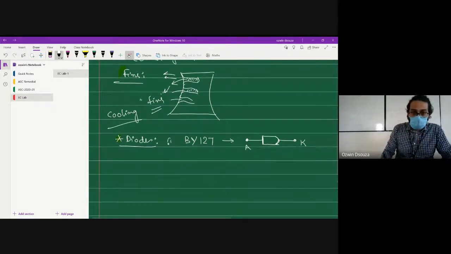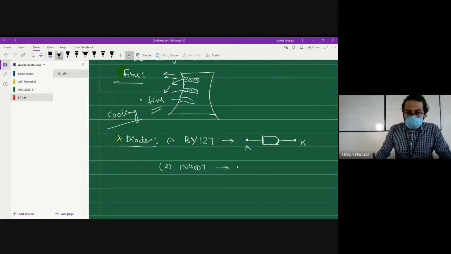And the second diode, what I had shown you just now, belongs to 1N4007. Okay, this is the diode series. You can search in Google for the 1N4007 series. So this is the physical appearance. The physical appearance is tubular. It's a tubular shaped diode.